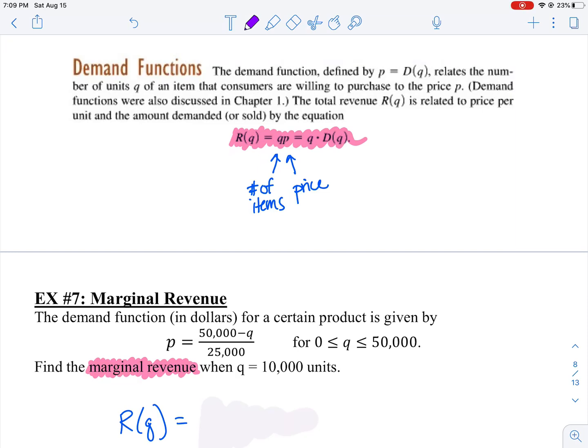All right, we just got done doing a marginal cost example. Now let's talk about marginal revenue. Remember, marginal is the rate of change, or the derivative. But let's first talk about what revenue is.